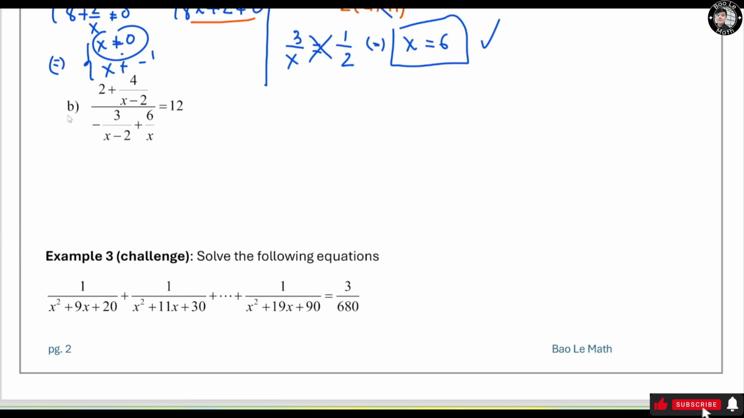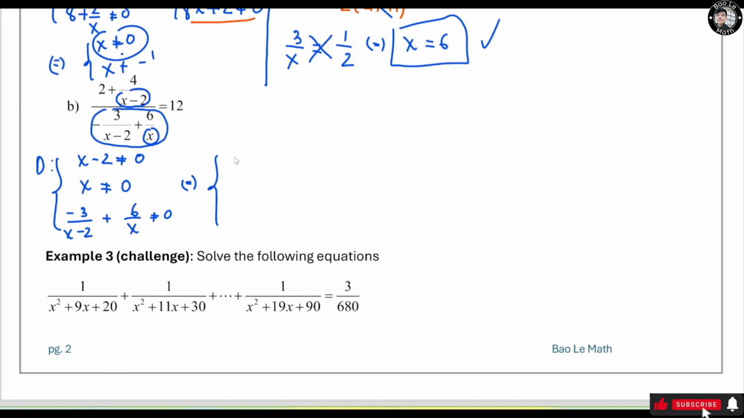Now question B, we do exactly the same thing, right? So we need to find the domain. If you see a denominator, denominator not equal to 0, right? So it's going to be right here, s minus 2 not equal to 0, and this guy right here, s not equal to 0, and the whole thing right here is the denominator. So it could be negative 3 over s minus 2 plus 6 over s not equal to 0, right? So it could be s not equal to 2, s not equal to 0, right?